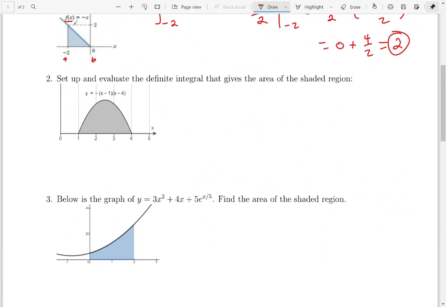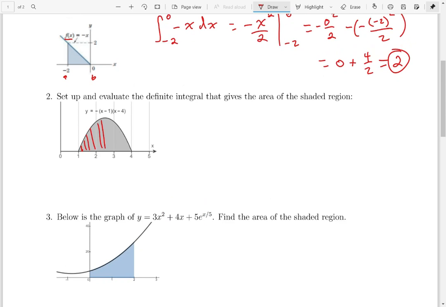So let's say that we're given this figure here, where specifically our function is negative x minus 1 times x minus 4. That is our curve. And then we want to figure out what is the shaded region between the values 1 and 4? Okay, well, I do recall that we don't really have a product rule for integrals, so I'm going to go ahead and simplify this function.